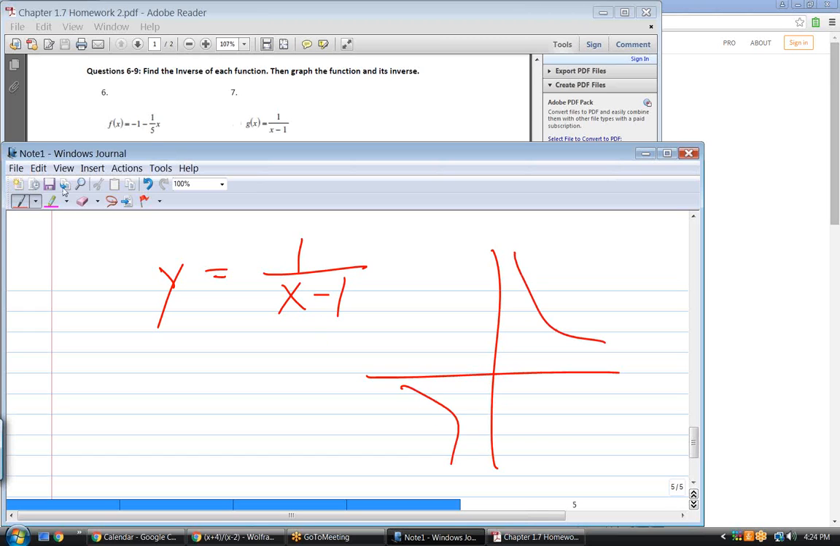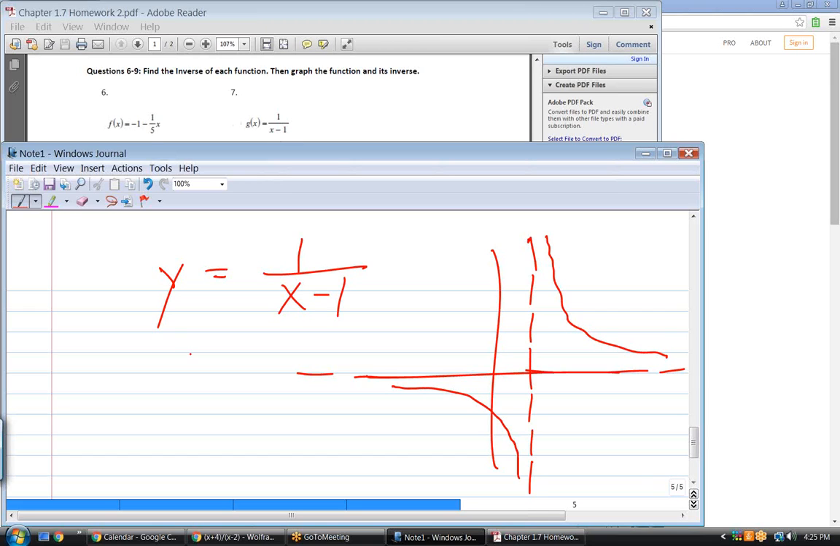And I know that there's a vertical asymptote at x equals 1, because I can never have division by 0. There's a horizontal asymptote at y equals 0. And now I'm going to graph it. I'm going to put my hyperbola in the upper right and the lower left quadrants. So that's how I would graph that function there.